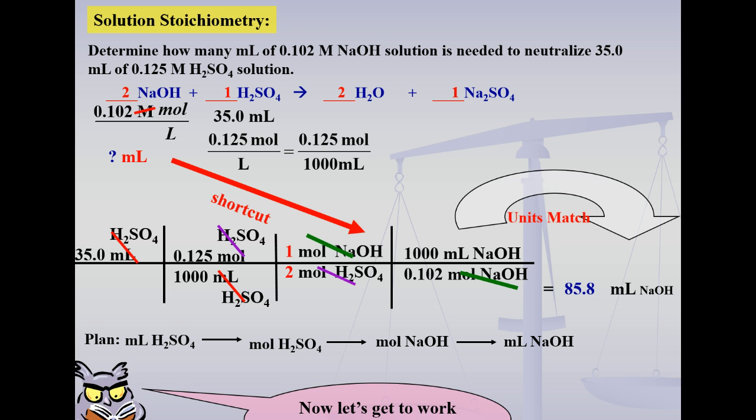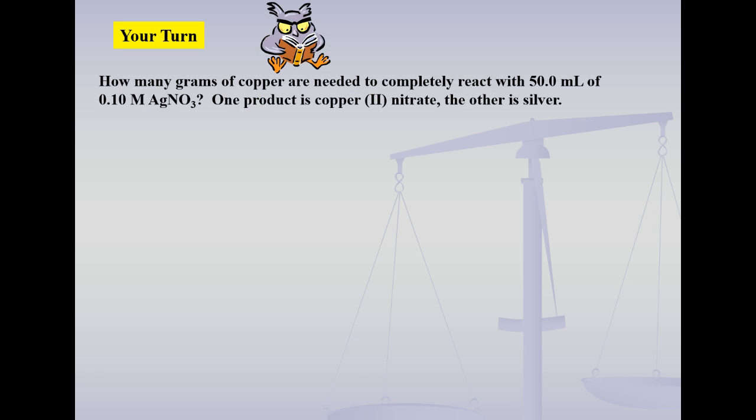Okay, so now it is your turn. This is the problem. How many grams of copper are needed to completely react with 50.0 milliliters of a 0.10 molar solution of silver nitrate? One product is copper 2 nitrate, the other is silver. So pause this video and do the problem, just like in the previous video. So do that and then come back to the video and look at the solution. Okay, so now that you're back, let's take a look at the solution.